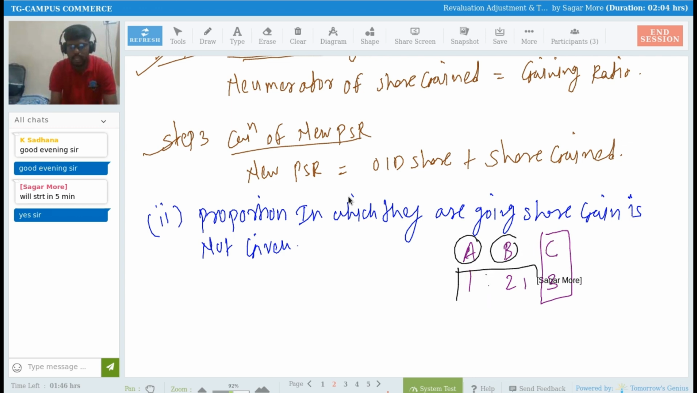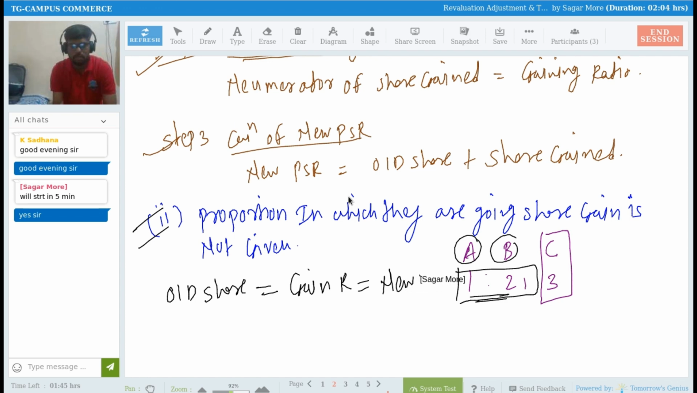So we have to see only their profit sharing ratio among themselves. In the case of the proportion in which they are going to share, again it is not given, sir. So their old share is 1:2 only between themselves. So their old share between themselves becomes their gain ratio as well as their new profit sharing ratio. No need to calculate any gain ratio or any new profit sharing ratio.